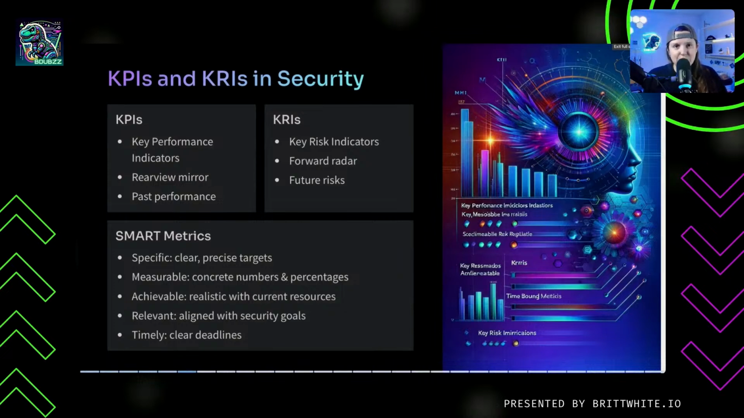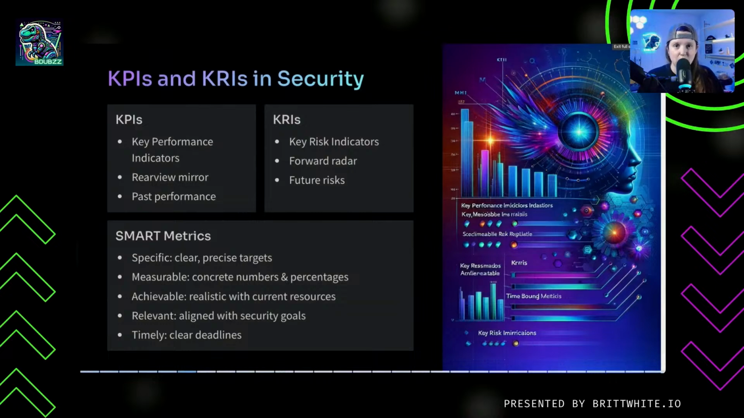Now let's talk about SMART metrics in the security context. This is really important because it helps us set clear, achievable goals. Here's how it works. First, we have specific. Instead of vague goals like reduce unauthorized access attempts, we set precise targets, like reduce failed logon attempts by 50%. See how much clearer that is?